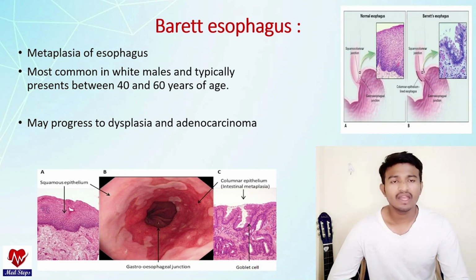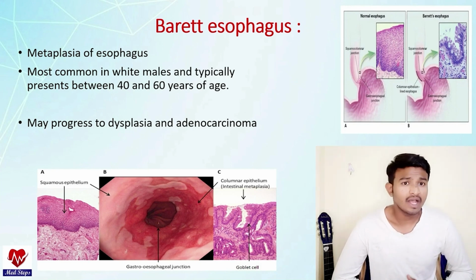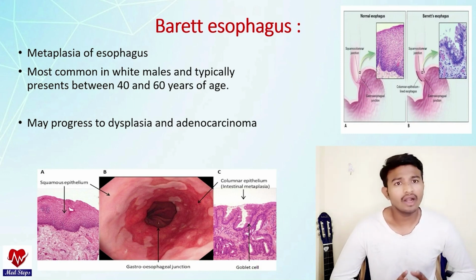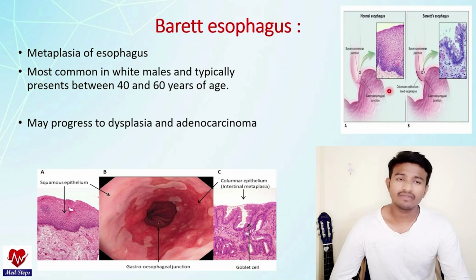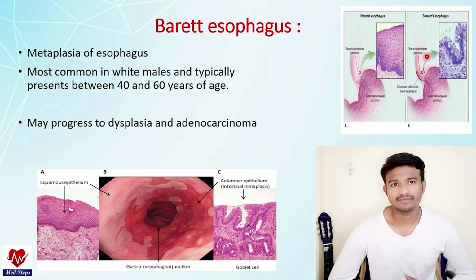If you see this picture, as I told you in the previous video, the esophagus is made up of non-keratinized stratified squamous epithelium. Actually here, that squamous epithelium is converted into intestinal columnar epithelium, right? In that columnar epithelium you will get goblet cells. Those goblet cells produce mucus. So in Barrett esophagus, metaplasia occurs in the distal esophagus, right? Where the acidic content comes, that place forms metaplasia.